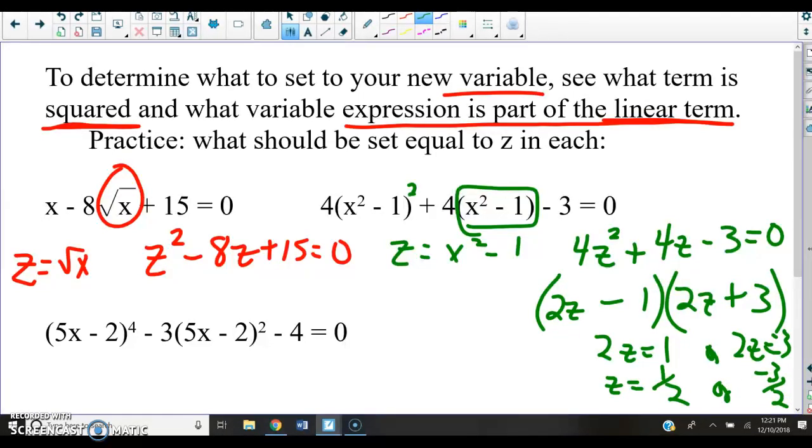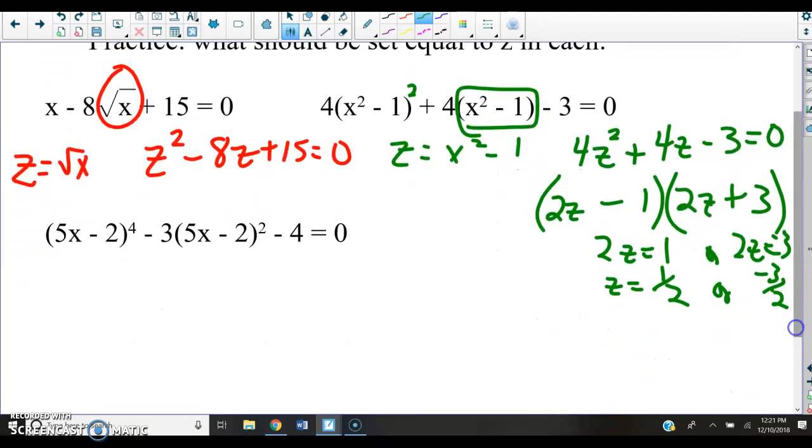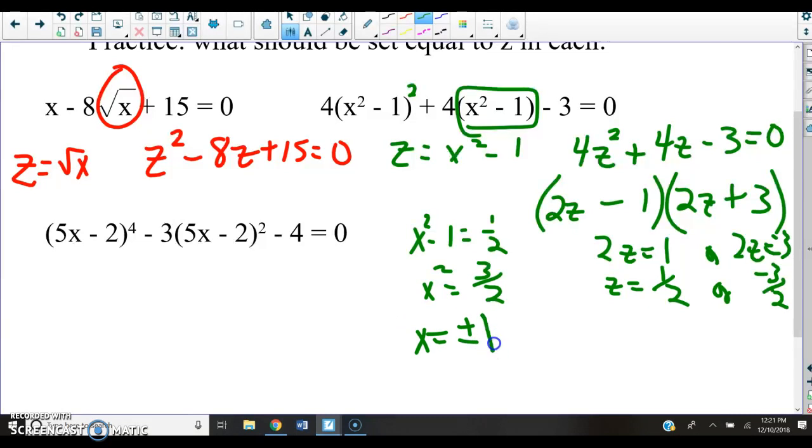And now I got to go back and say x squared equals. I don't know why I picked that one. X squared minus 1 equals 1/2. So x squared equals, add 1 to both sides, I'm going to get 3/2. X equals plus or minus the square root of 3 over square root of 2. And I have to rationalize it, so plus or minus square root of 6 over 2, because I multiply top and bottom by square root of 2.